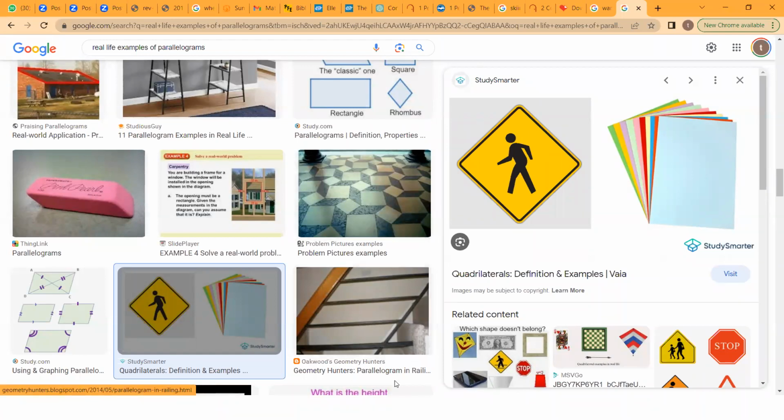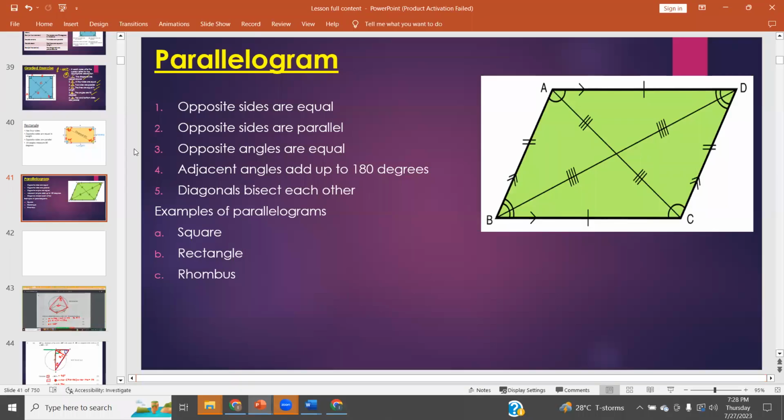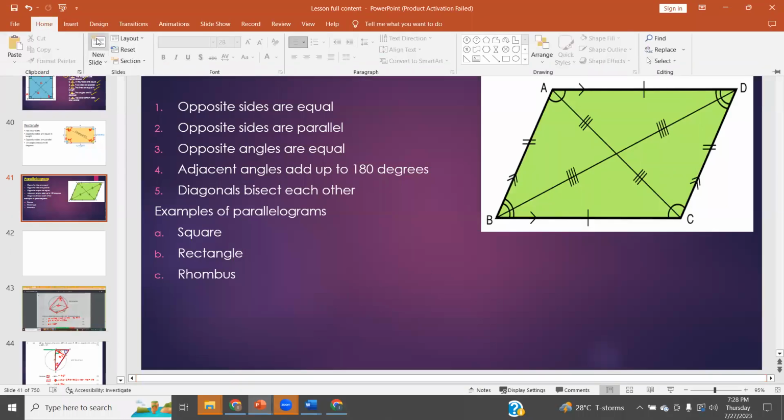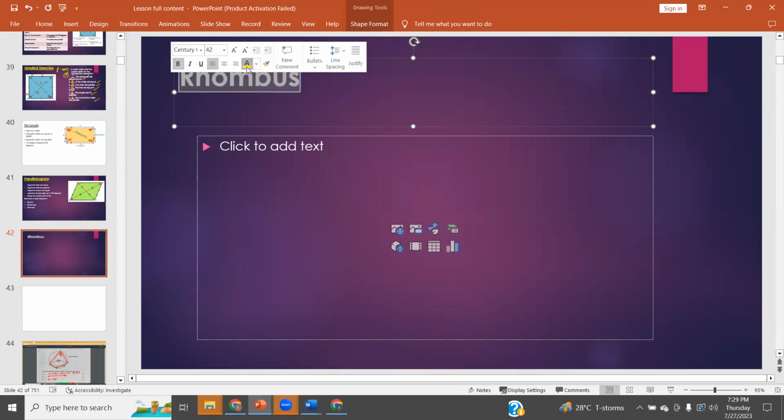So yeah. Okay, so let's go back to what we're supposed to do. Let me start sharing my screen once again. All right. So after a parallelogram, let's look at another type of quadrilateral, which is the rhombus.